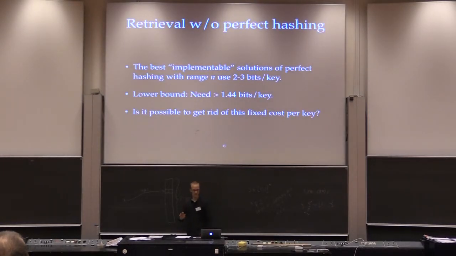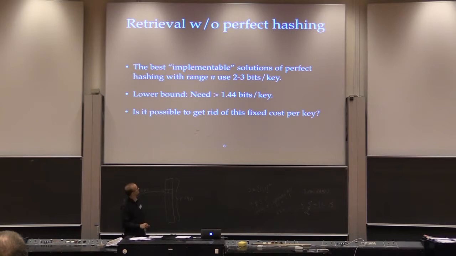So there's a lot of implementations of perfect hashing. It's almost like a competitive sport. People have been making better and better solutions. And the best ones use something like 2 to 3 bits per key, at least the implementable ones. There are some theoretical ones that use less than 2, but I wouldn't want to implement them. But this is already pretty close to optimal.